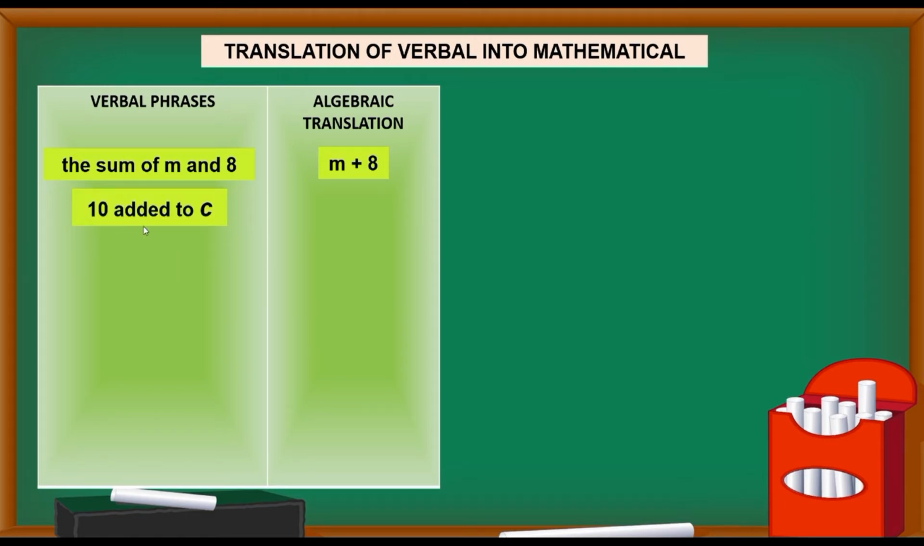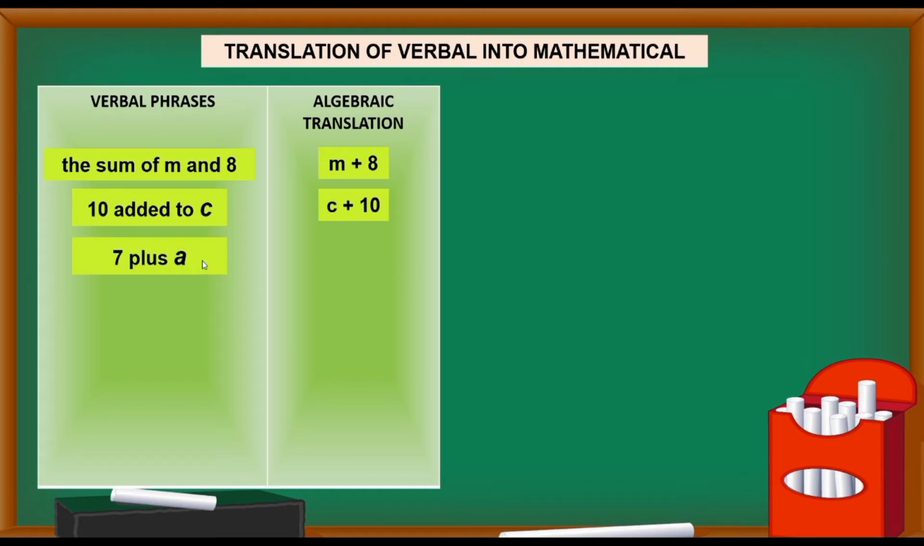Another example, 10 added to C. Yung 10 daw ay i-add natin kay C. So, kung ipapakita natin yan, so C plus 10. Ma'am, bakit hindi na una yung 10? Kasi, idadagdag lang daw siya kay C. So, C plus 10. Pero sa addition, pwede po silang magkapalit. Hindi lang siya pwede kapag siya ay nasa subtraction na.